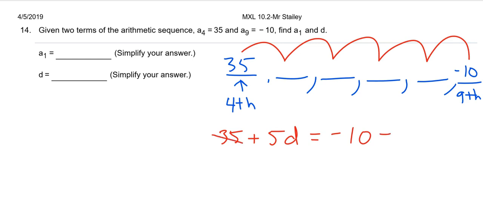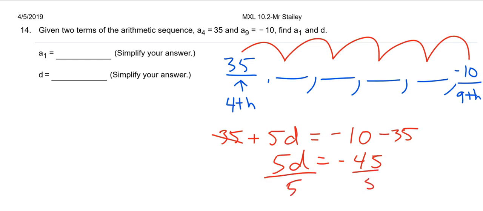So subtract the 35 over to the other side. 5d equals -45. So to get d by itself, we divide by 5. d equals -9. That's the common difference.